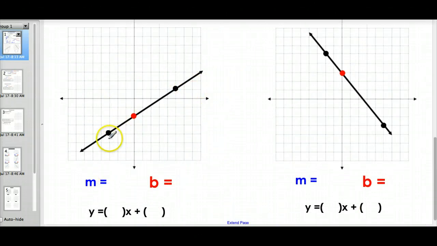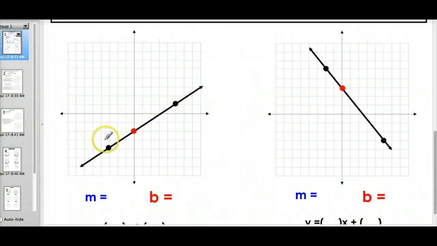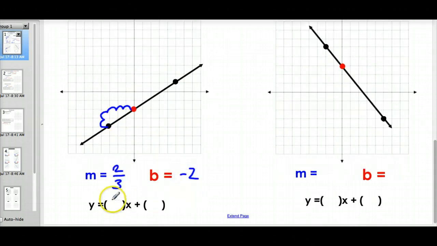If we want to write the equation of this line, we have to find out two things. We have to find out the slope and the y-intercept. So first let's find the slope. Well, it goes up 1, 2, and over 1, 2, 3. So it's going to be 2 over 3 for our slope. Now our b is negative 2 because it intersects the y-axis at negative 2. To write our equation, we just have to plug these things in. So it's going to be 2/3 x plus negative 2.